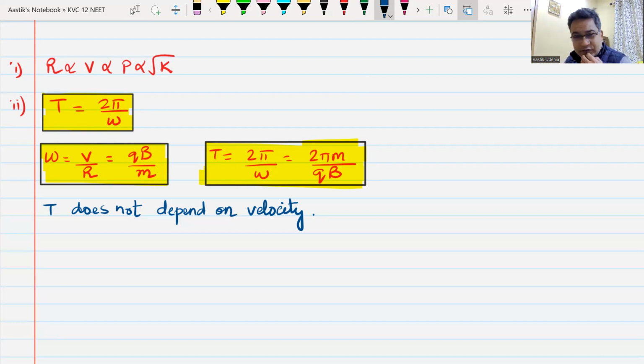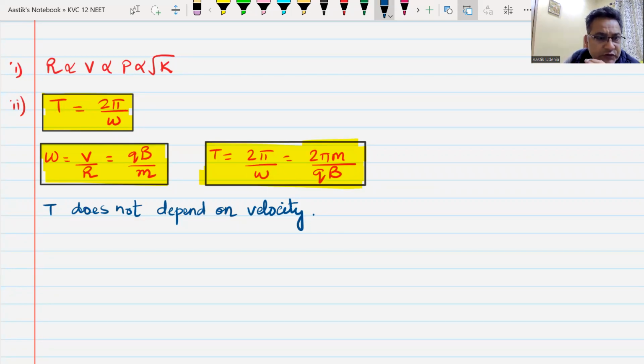So these are the three formulae that you have to remember: the formula of radius, the formula of time period, and the formula of omega. I hope all of you understand this. I'll give you 1 minute to note this down. Okay, then let's move ahead.